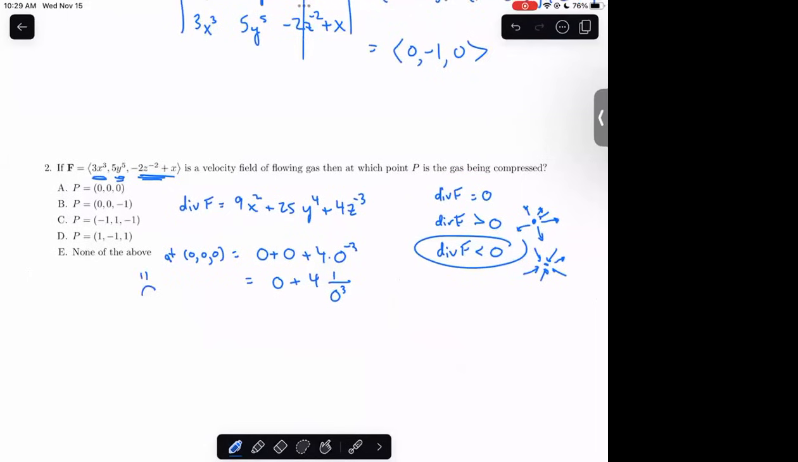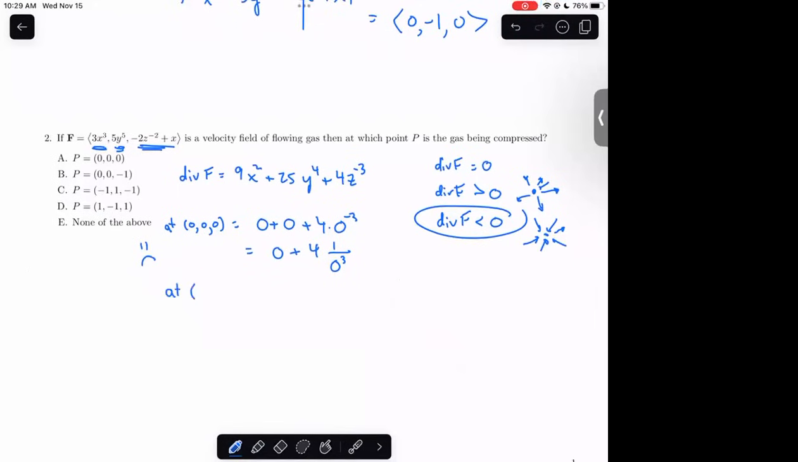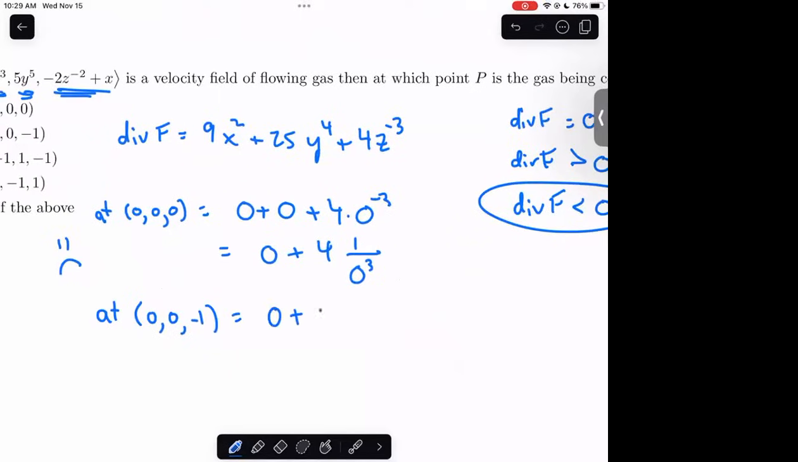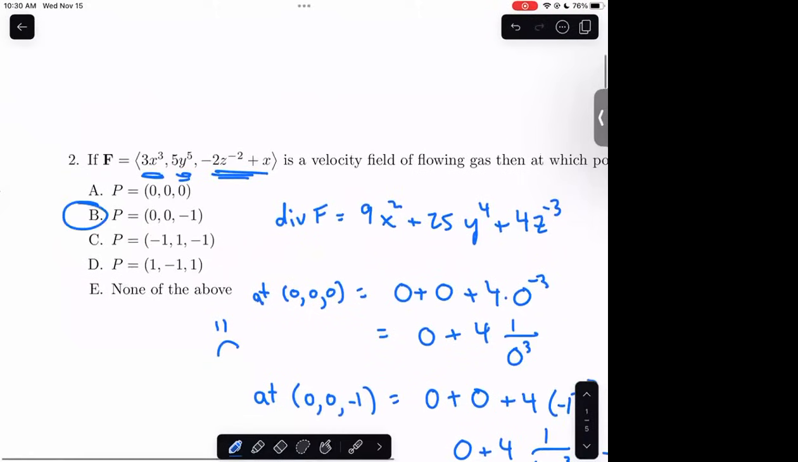How about if I plug in my point at B, at 0, 0, -1? So 0 for x, 0 for y, and then -1 everywhere I see a z. That's going to be, again, division by -1 cubed. So -1 times -1 times -1 is -1, and you multiply that by 4. So this is going to be equal to -4. Indeed, our divergence at this point is negative. That means that there's compression going on here. And so our answer is going to be B.